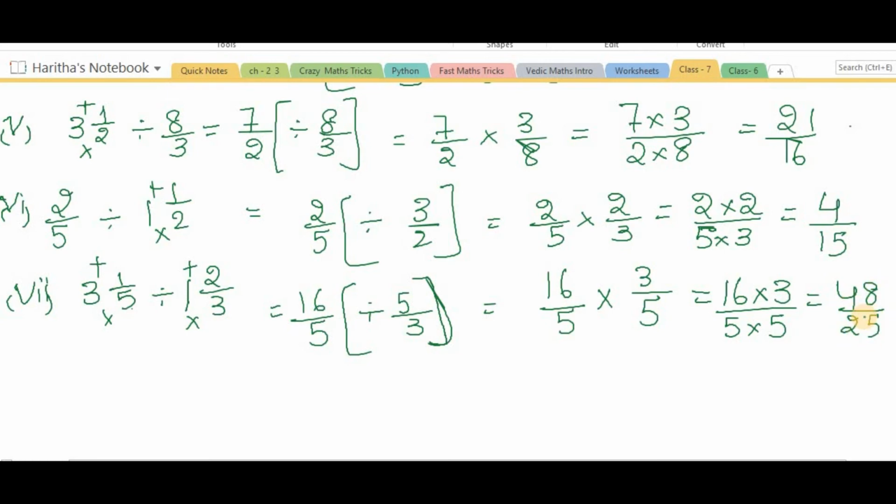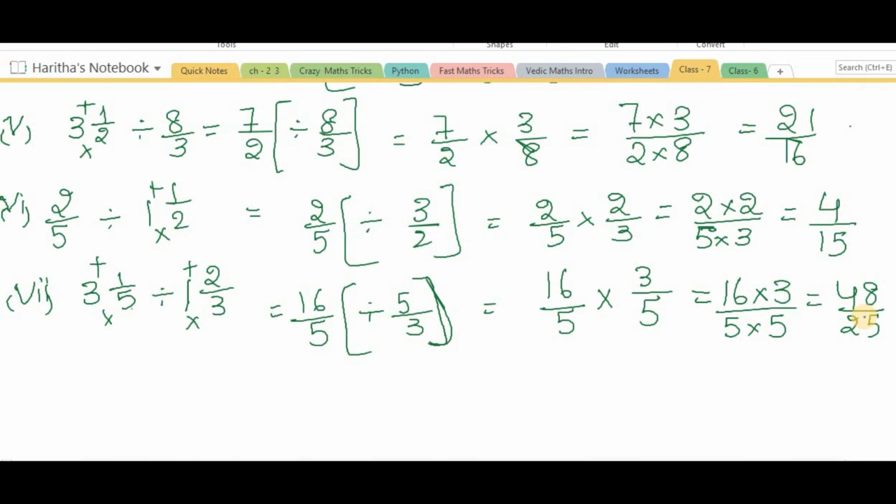Okay students, if cancellations are there, we have to go for cancellations. If there are no cancellations, no need to go for it. We just have to check whether common factors are there or not. If factors are there, then only cancellations will come. Otherwise, cancellations will not come. Then we simply multiply the numerators and, at the same time, multiply the denominators.